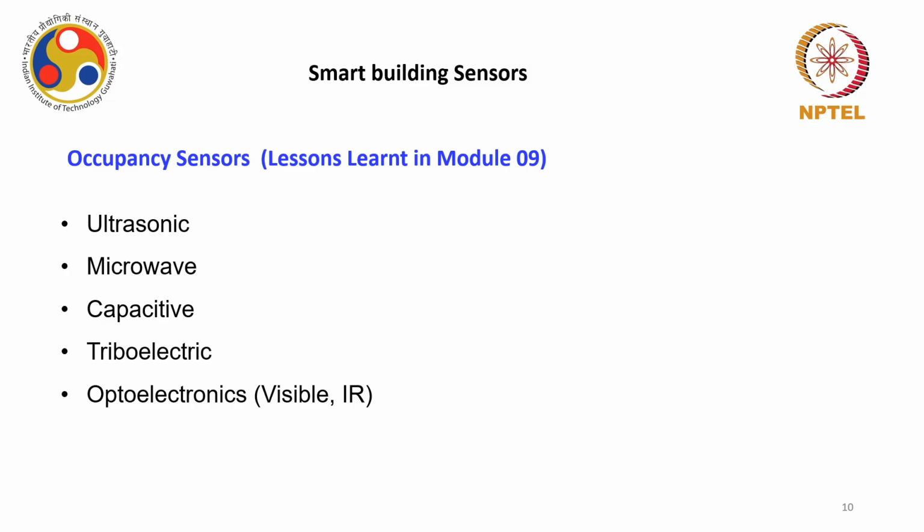So let us recall the occupancy sensors that we discussed in our module 9, where we talked about various occupancy and motion sensors based on the ultrasonic principle, as well as microwave, triboelectric, capacitive and optoelectronic. These sensors can be utilized in modern smart building management.